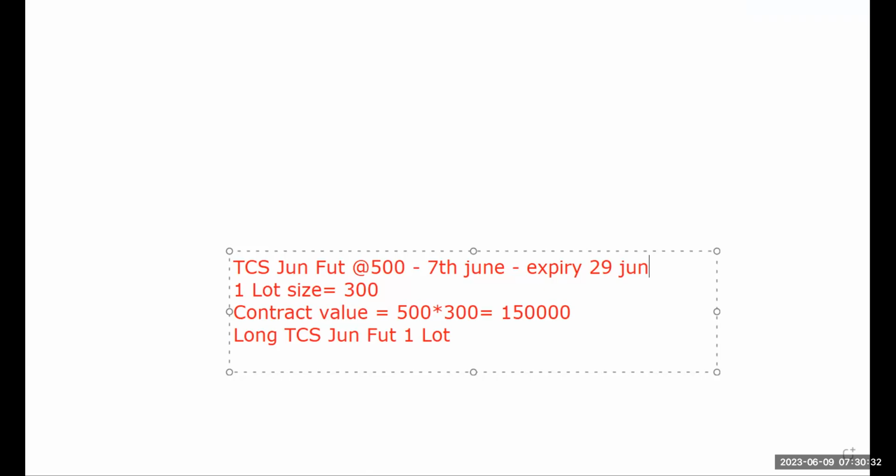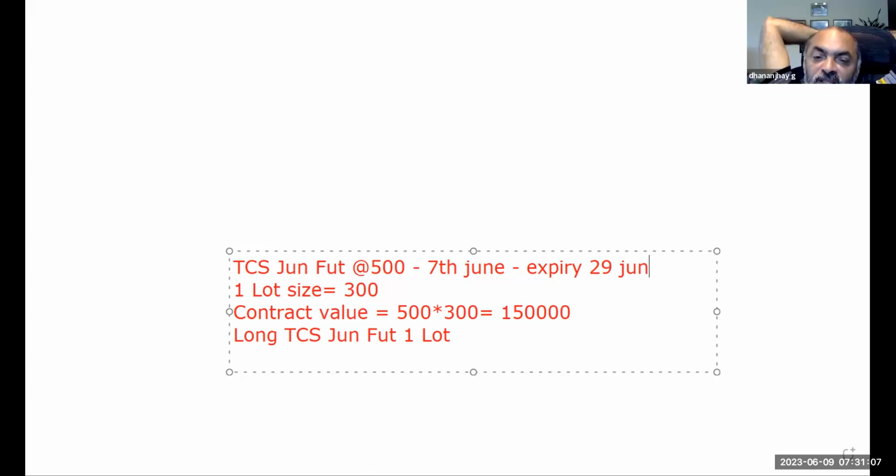So individual contract price is 500, lot is 300. So 500 into 300 comes up to 1,50,000. Can I call this, in our jargon, long TCS June futures 1 lot? Yes, sir, you can.